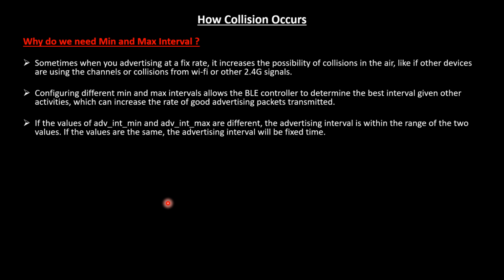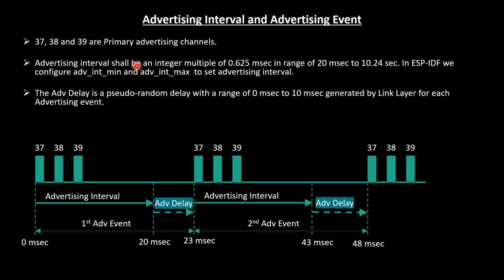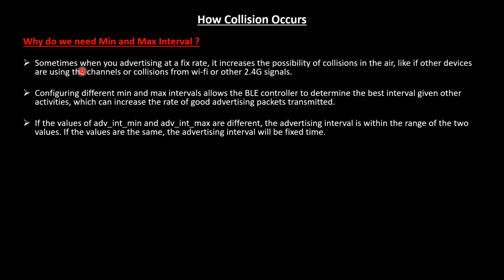So a second concept here is what a collision in Bluetooth is. Sometimes when you advertise at a fixed rate, and here we are advertising every 20 milliseconds, it increases the possibility of collision in the air, like if other devices are using the channel, or collision from Wi-Fi or other 2.4 gigahertz signals. Wi-Fi also works on 2.4 gigahertz, and Zigbee also works on 2.4 gigahertz. So if you have multiple such devices in one location, then there are possibilities of packet collision. So how does packet collision occur?